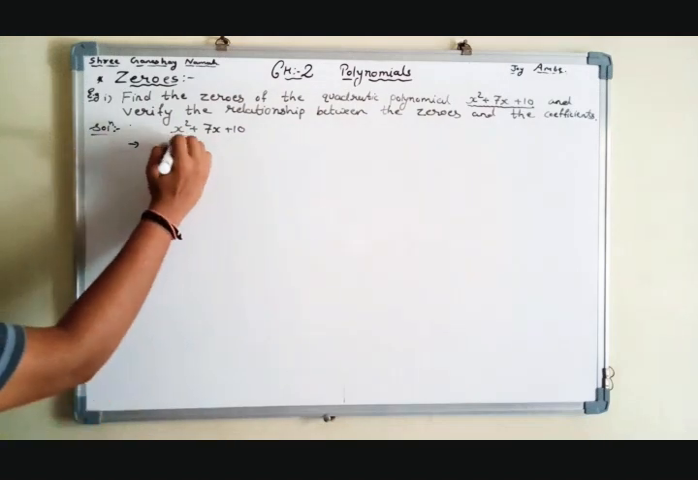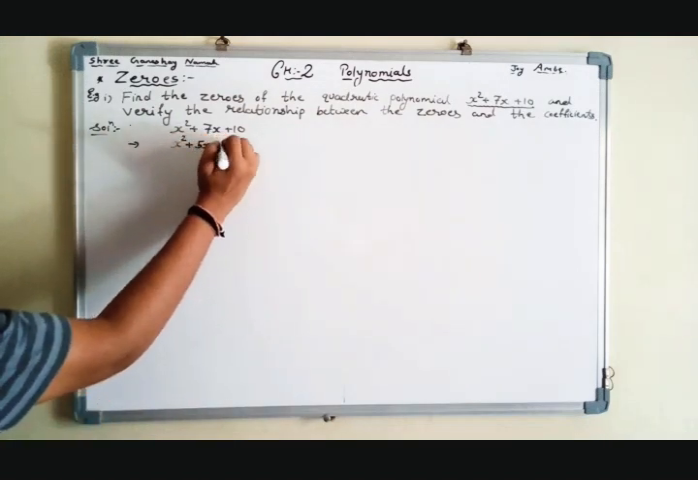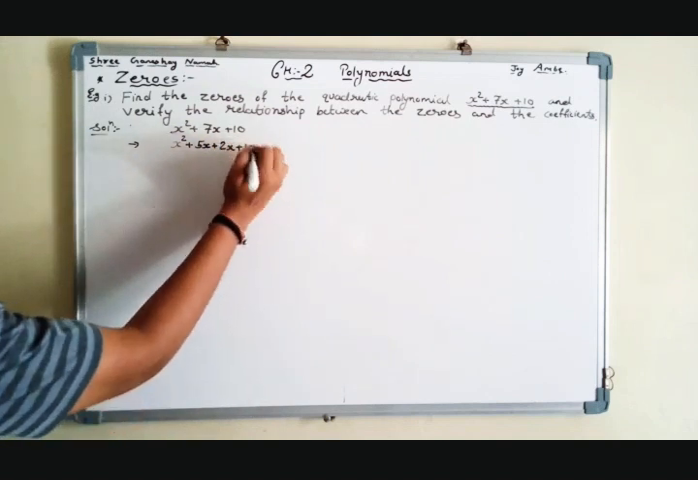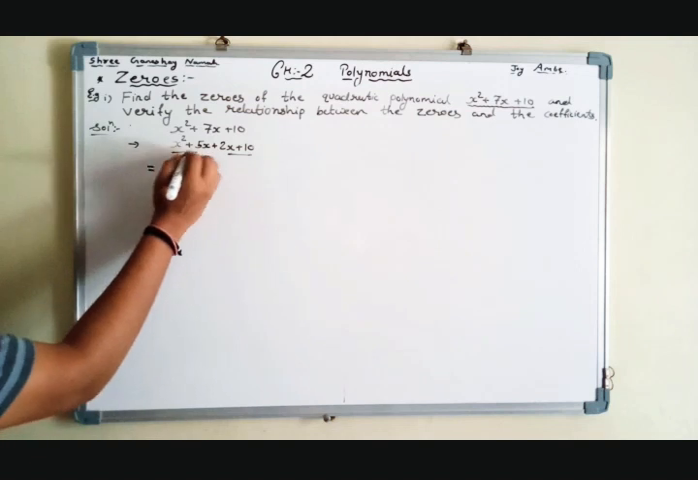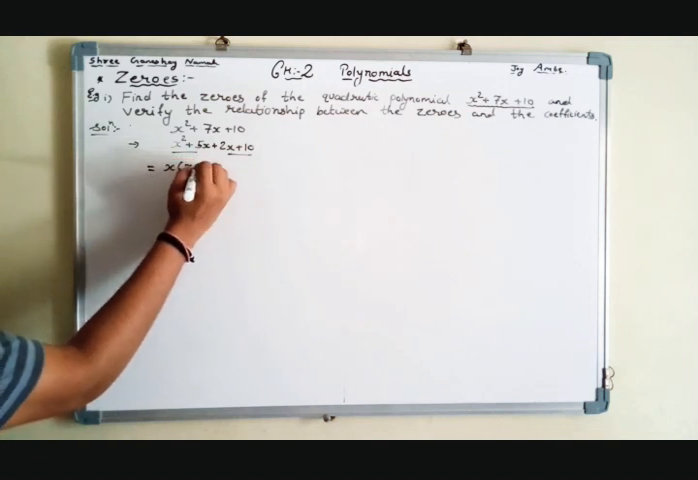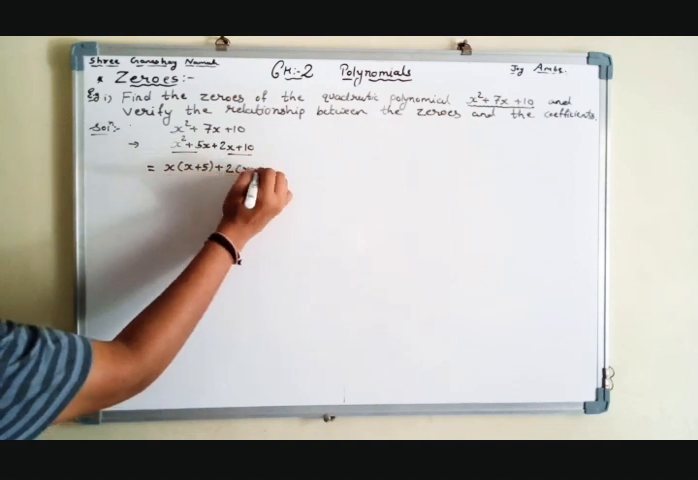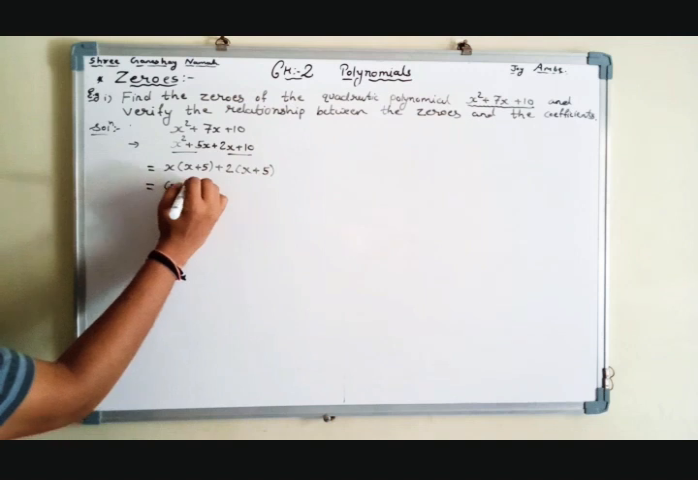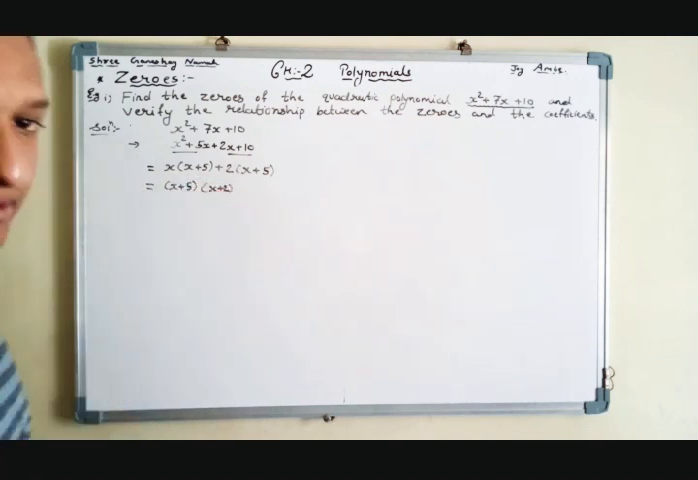So x square plus 5x plus 2x plus 10, either you can write 2x plus 5x, both will remain same. Now common from these two and these two. x is common, so x plus 5. In the second two, 2 is common, x plus 5. So x plus 5 and x plus 2 are the two factors.